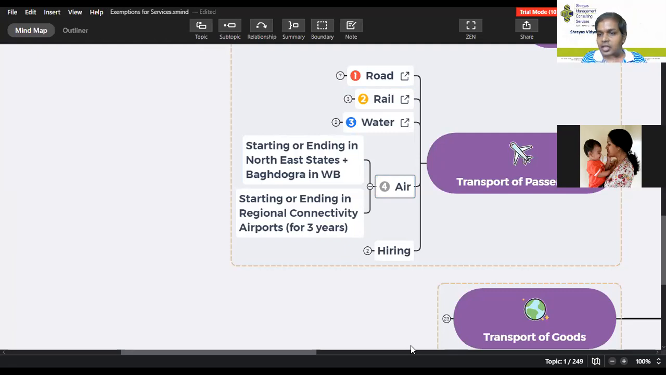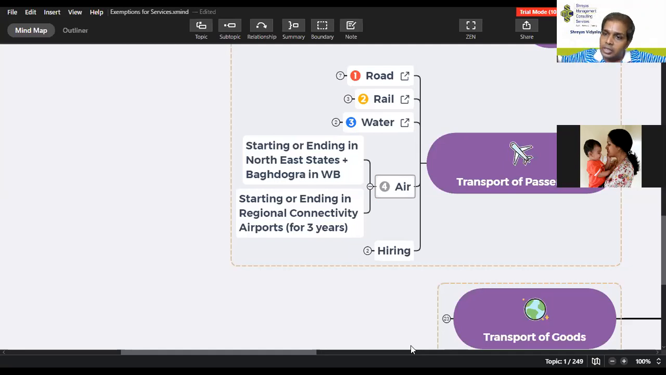Plus, technically it's not a northeastern state, but still they have covered West Bengal. West Bengal has two airports. One is in Kolkata, another one is Bagdogra, a separate airport. So Bagdogra in West Bengal has been given exemption. Second, in Tamil Nadu, we have Trichy, we have Tirunelveli. We have in fact an airport in Thoothukudi. So Thoothukudi, Tirunelveli, Madurai.